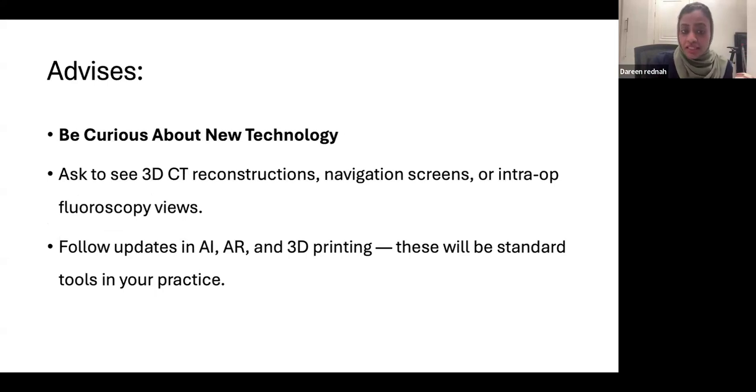I used to go to the 3D printing lab and see how they plan and print it. Navigation screens, intraoperative fields of view. Follow the updates in artificial intelligence and 3D printing. This will be a standard tool in your practice. Artificial intelligence, whether we like it or not, is coming into medicine and it will replace a lot of basic tools, not persons, tools we use, and it will help us to be better doctors.